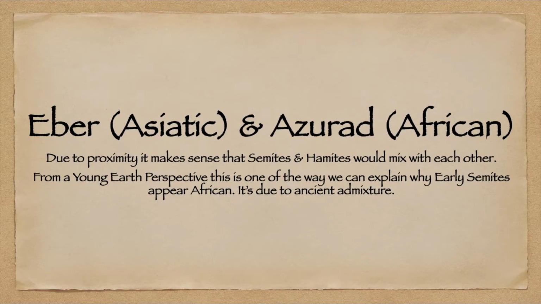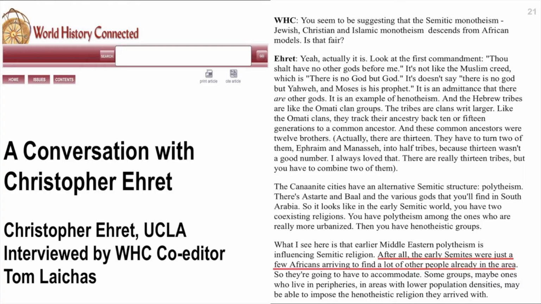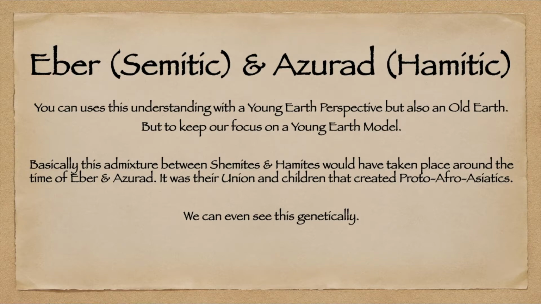From a young Earth perspective, this is one way to explain why early Semites appear African. It's due to ancient admixture. Remember, after all, the early Semites were just a few Africans arriving to find a lot of other people already in the area. From an older perspective, yes, Semites would straight up be Africans, but from a younger perspective, it's due to the heavy admixture with Africans that Semites may appear to be African. You can use this understanding with a young Earth perspective, but also with the older perspective. I want to put that out there again. But let's keep our focus on a young Earth.